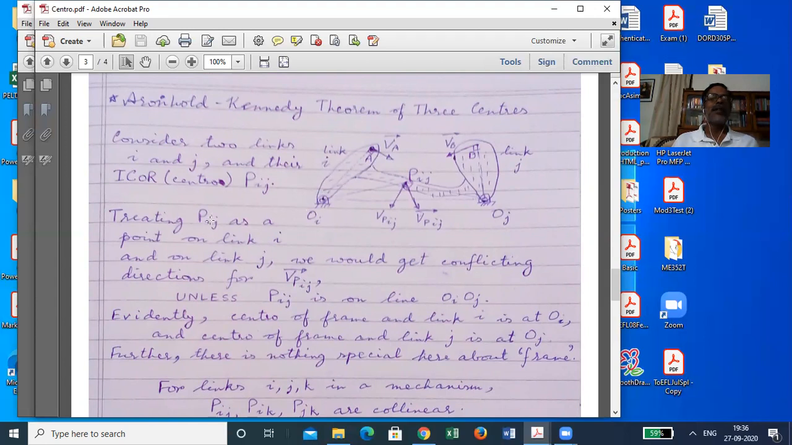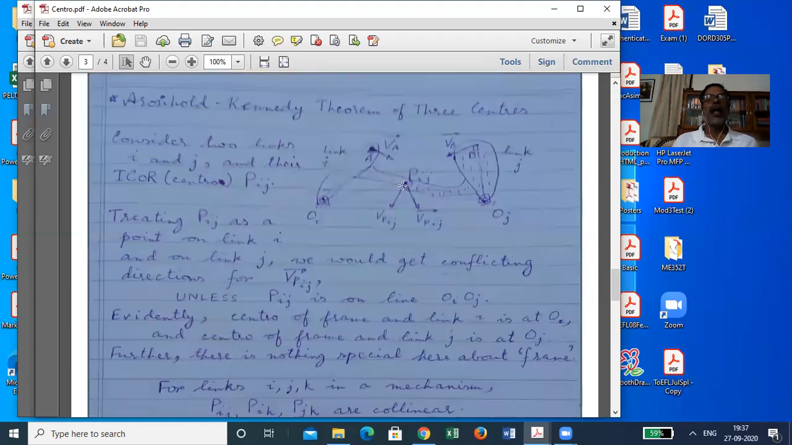You can treat Pij as a point on link i, and in order to treat it like that, I have drawn an extension of link i like this. And similarly, you can treat this point Pij as a point on link j. For that, I have drawn an extension like this.